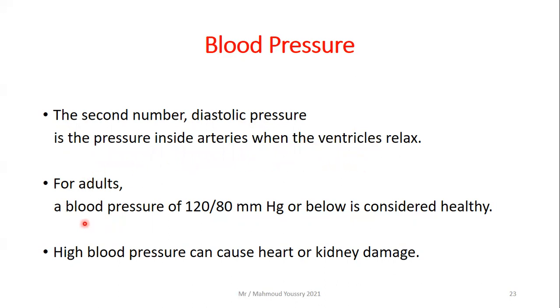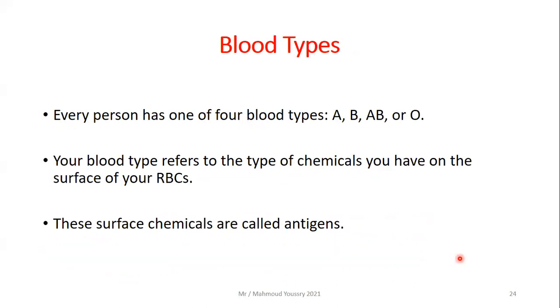For adults, a blood pressure of 120 over 80 millimeters of mercury or below is considered healthy. High blood pressure can cause heart or kidney damage. What about blood types? You might have heard that my blood type is A, O, or whatever. So what is this? Every person has one of four blood types: A, B, AB, or O. Your blood type refers to the type of chemicals you have on the surface of your red blood cells.